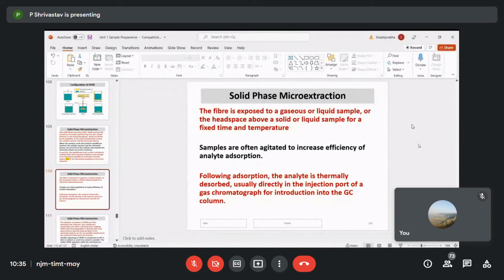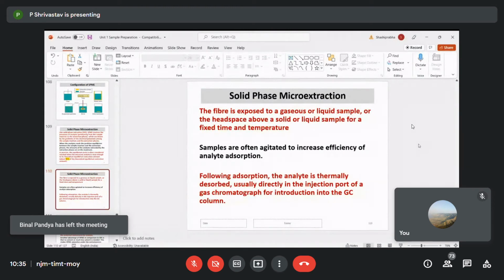And this is something which is again of academic interest. And the fiber is exposed to a gaseous or liquid sample. It is simply exposed, or headspace above a solid or liquid. That means when we say headspace, you have a solid sample, you need not dip your needle with that adsorbent in the solid phase. No, you can keep it on the top. Just agitate your solid sample. You may warm your solid sample. The vapors of your analyte will get adsorbed on the surface. That is how extraction occurs in SPME.